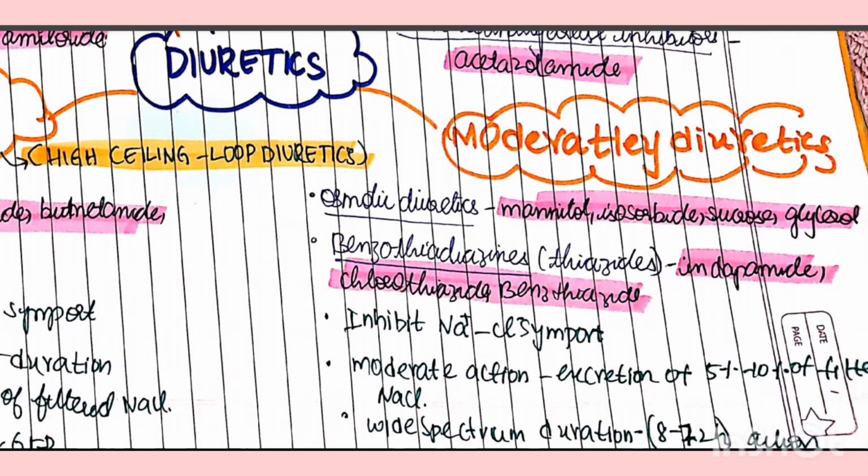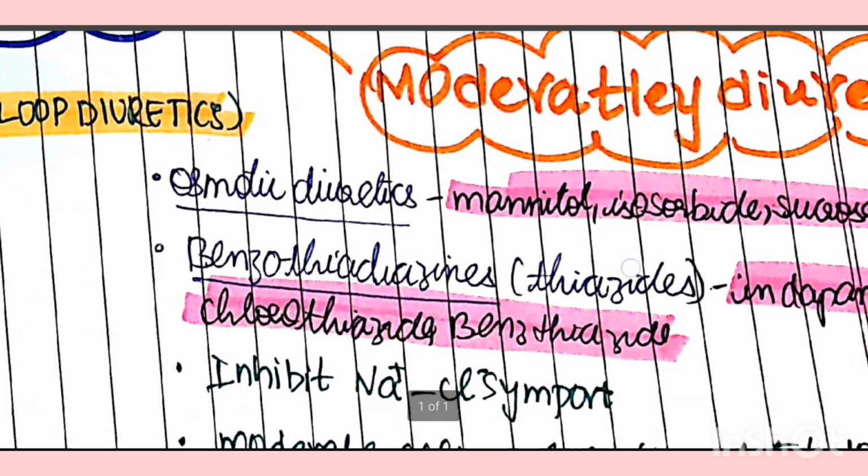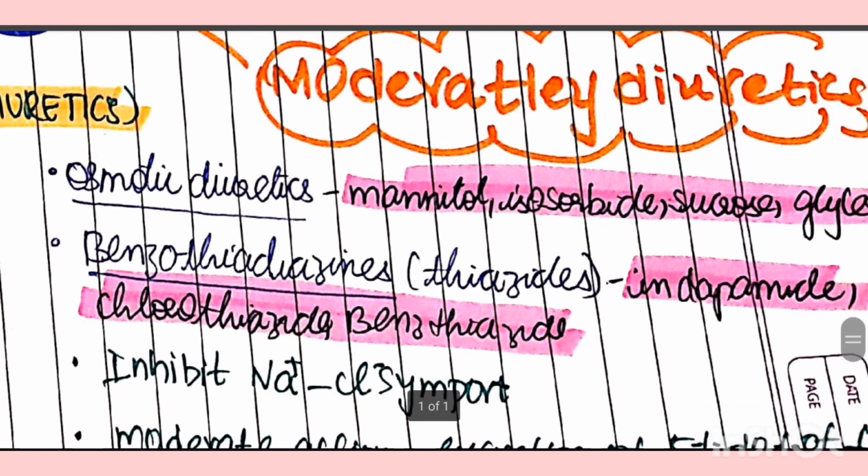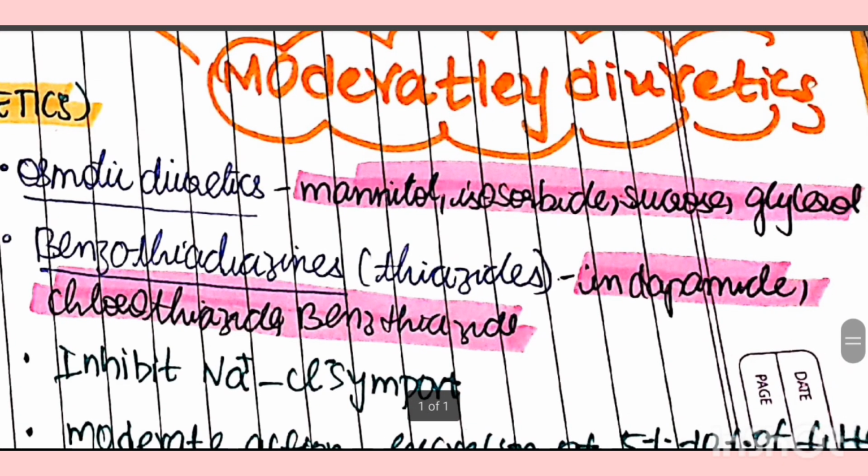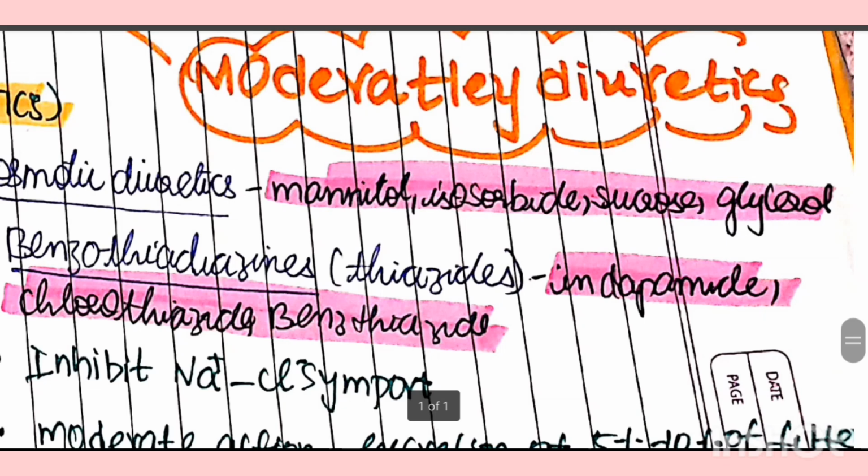Earlier we have seen osmotic diuretics. Here the examples are mannitol, sucrose, glycerol, and isosorbide. Repeat it with me: mannitol, isosorbide, sucrose, glycerol. The mnemonic for this is Miss G. M stands for mannitol, I stands for isosorbide, S stands for sucrose. There ends Miss, and coming to G, it is glycerol. I hope it is clear.